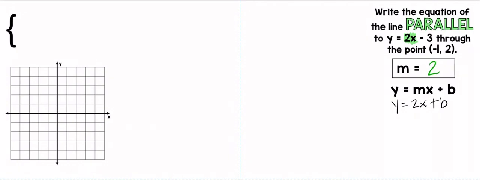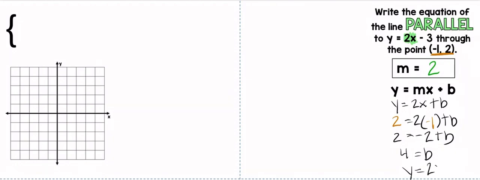Well, we're going to use our ordered pair, negative 1, 2. So 2 equals 2 times negative 1 plus b. And so then 2 equals negative 2 plus b. So b equals 4. So my second equation is y equals 2x plus 4.